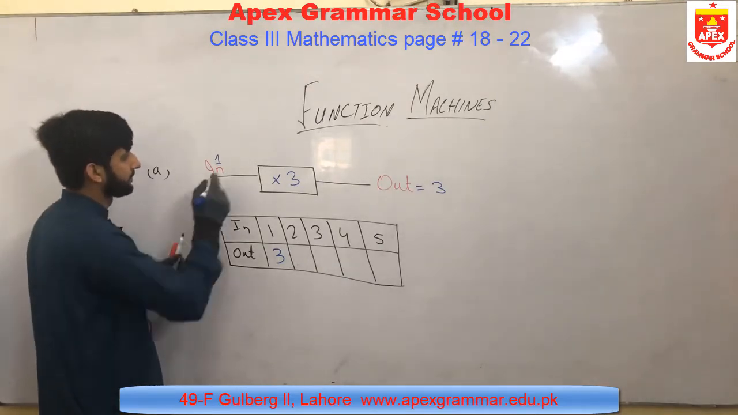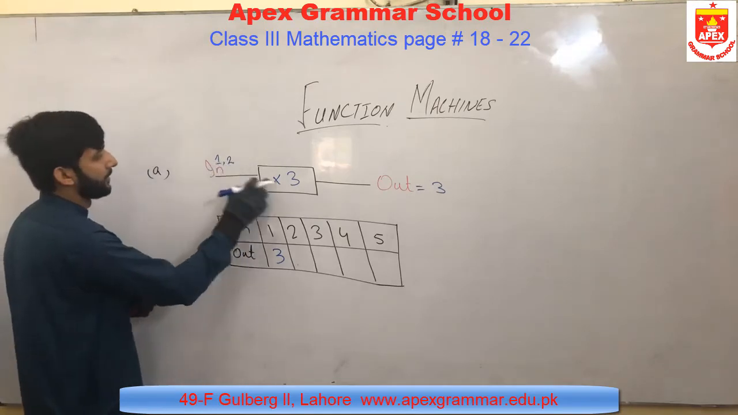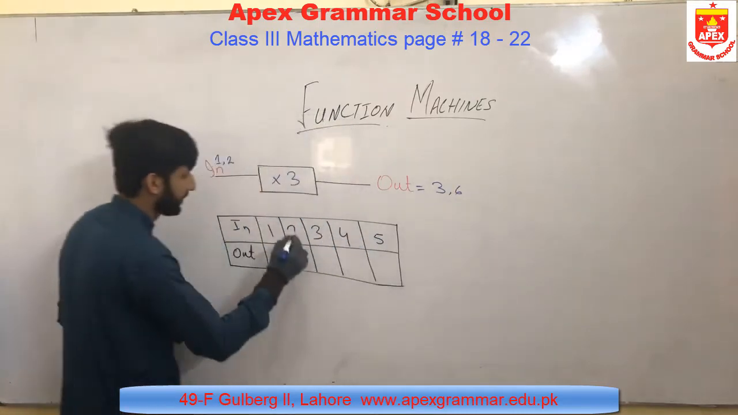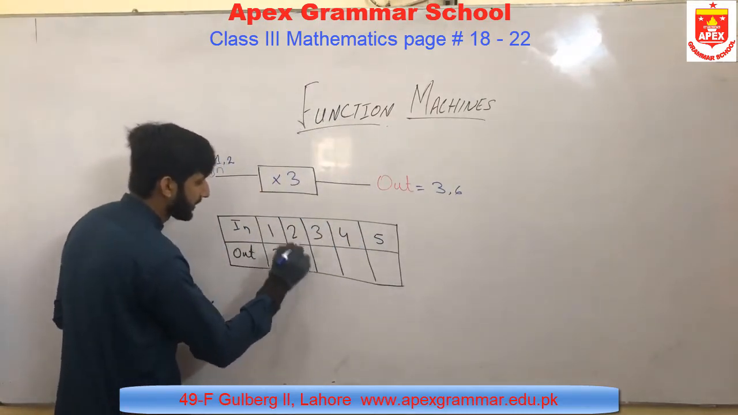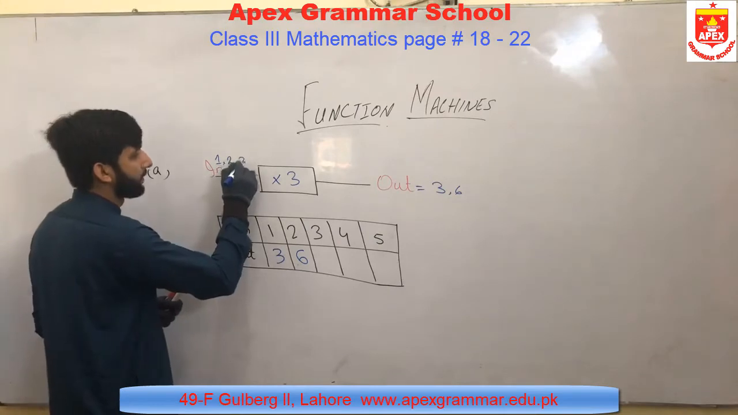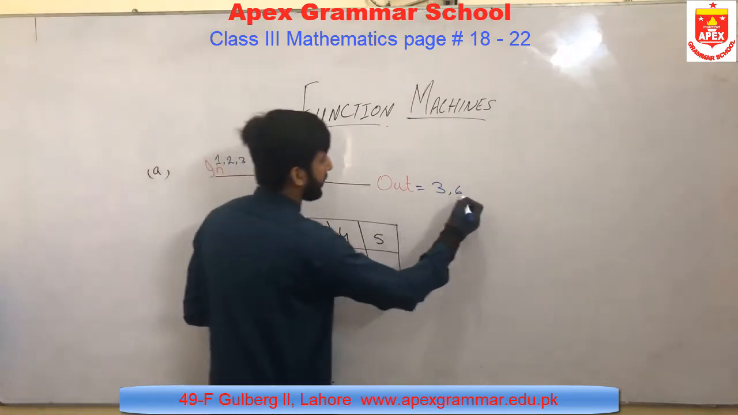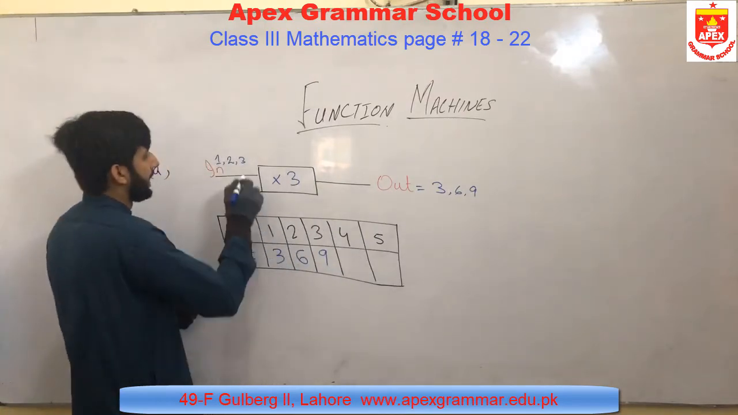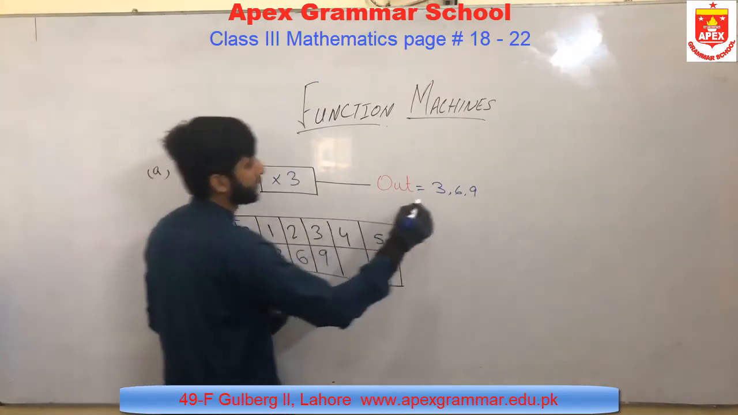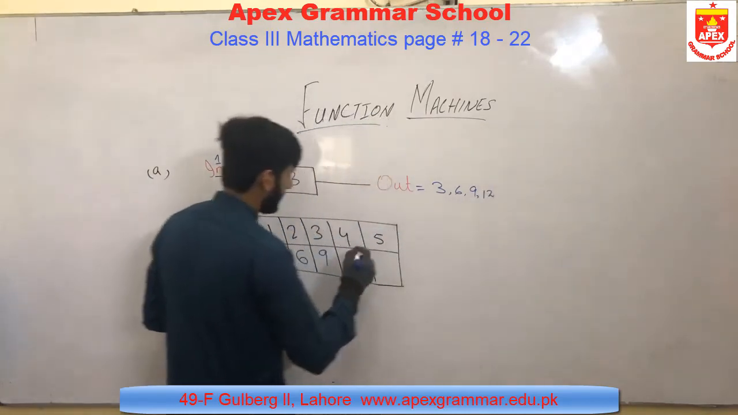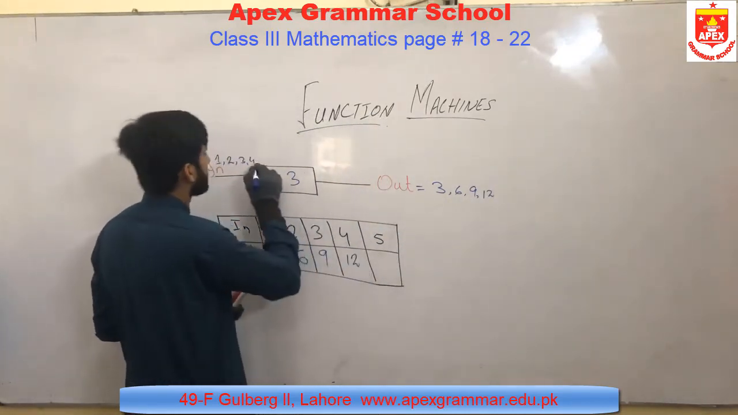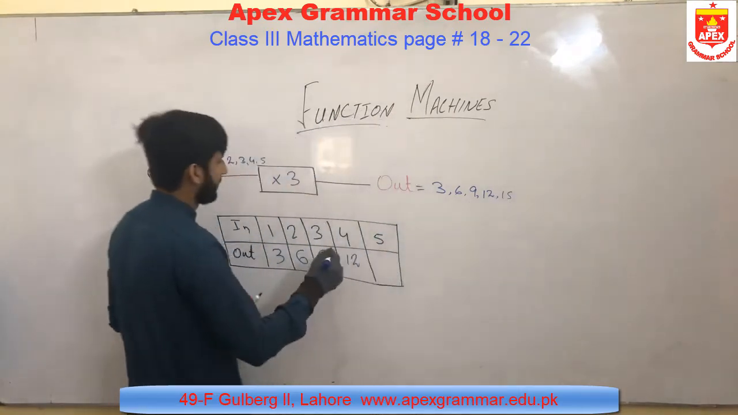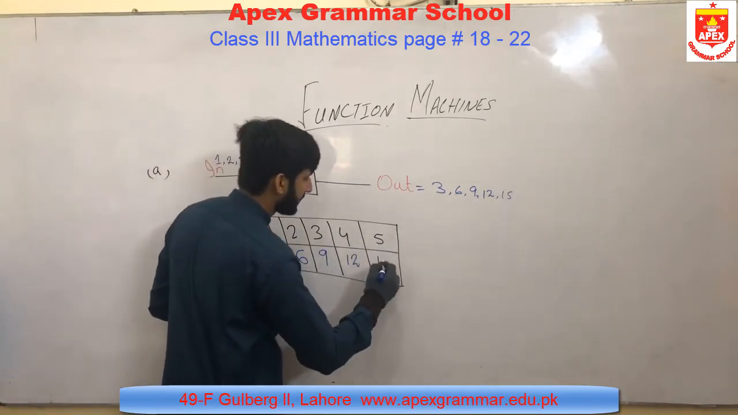When 2 will come, this will pass from this function, 2 3s are 6, your next output is 6. For 2 I have got 6. When 3 will come here, 3 into 3 it's 9, your next output is 9, this is against the number 3. Next 4, 4 into 3 it's 12, against number 4, and the last digit is 5, 5 3s are 15, which is against the number 5.